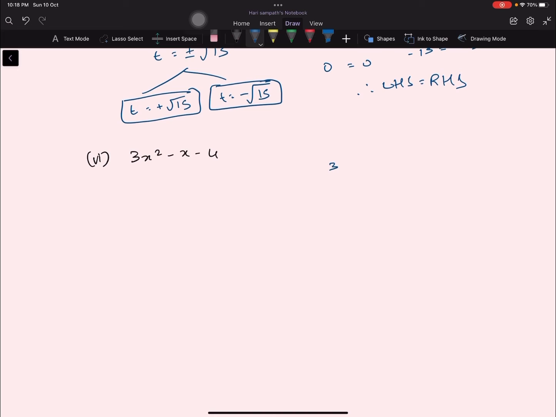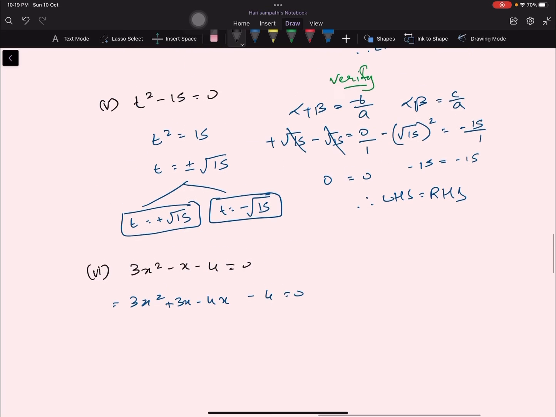So what is 3 into 4? 3 into 4 is 12, right? You get 4x and 3x. You know minus 4x plus 3x is equal to minus x. That's what we're going to be doing here. 3x square minus 4x plus 3x minus 4. So I'm just going to write them a bit differently: plus 3x minus 4x. So equals 0.